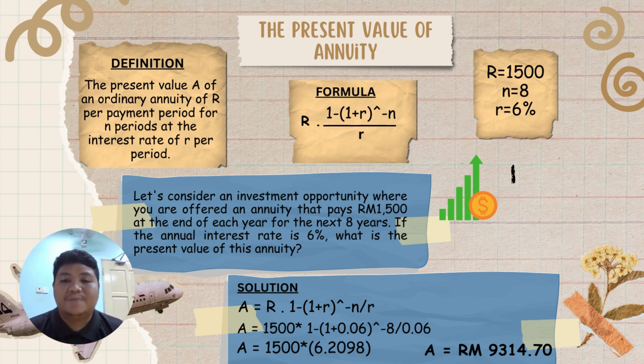So the solution is 1,500 times (1 minus (1 plus 0.06) to the power of negative 8) per 0.06. So the final answer is 9,314.70.